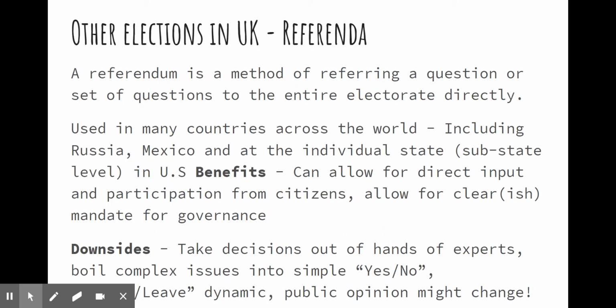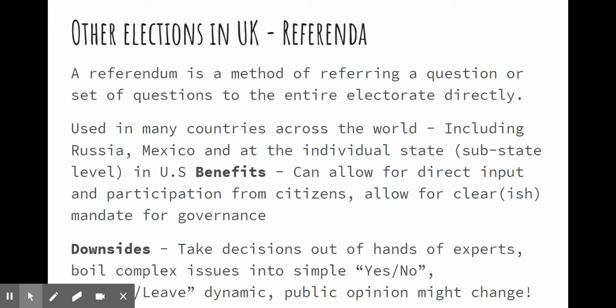All right. So there are some other interesting things to talk about as it relates to elections and other types of elections in the UK. The most important one, and obviously with Brexit in the news throughout the past 5 years, Brexit was an example of a referendum. So a referendum is a method of referring a question or a set of questions to the entire electorate directly. So essentially, the Parliament will pass an act or a law that sets up a referendum or a public vote on a single issue.